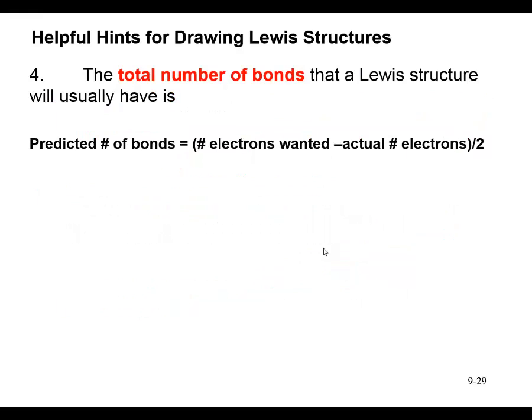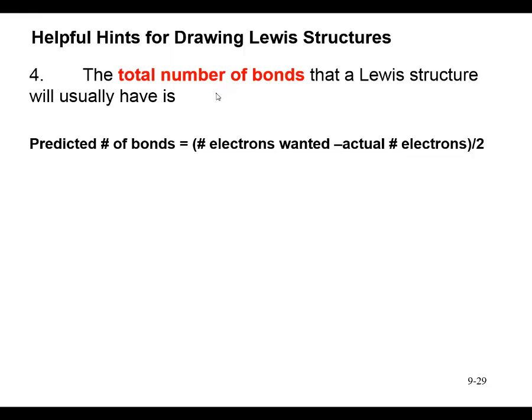Here are some other hints for drawing Lewis structures. If you'd like to do a very quick calculation of how many bonds you should have in your Lewis structure, you can predict the number of bonds by counting the number of electrons you have and comparing that to the number of electrons all of your atoms would like to have to fill their valence shells.